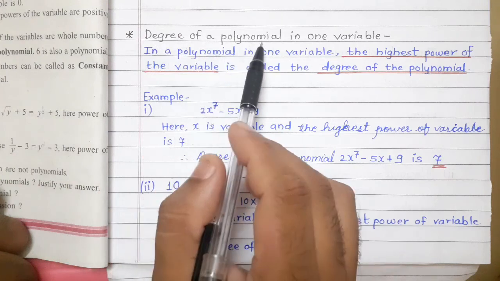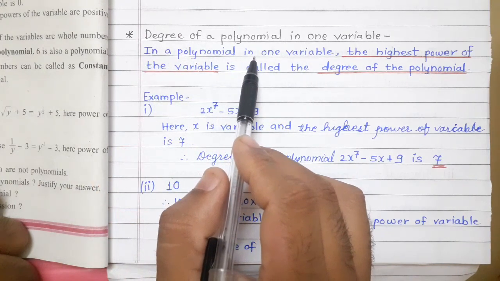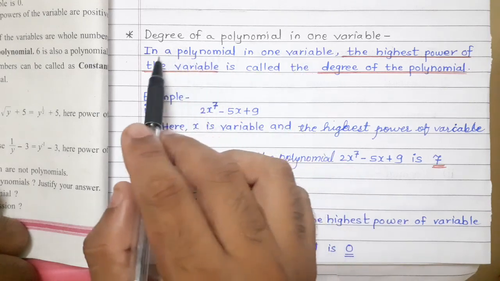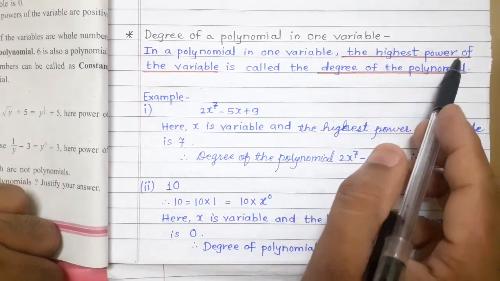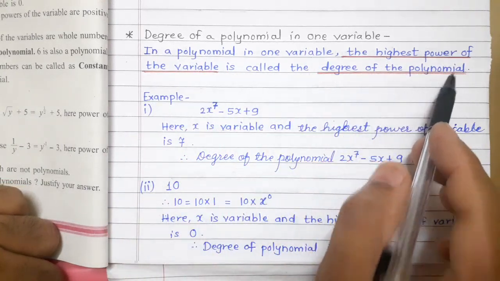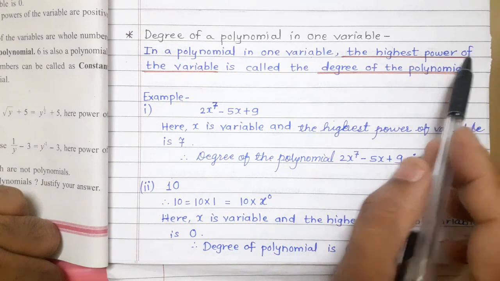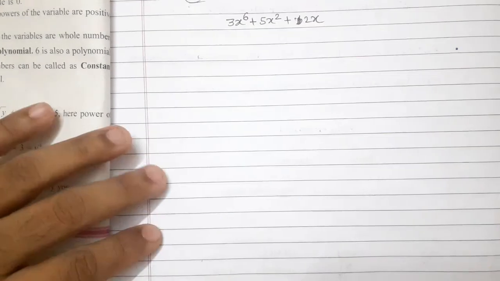See, what is the degree of a polynomial in one variable? Suppose we have a polynomial in one variable, the highest power of the variable is called the degree of the polynomial. The highest power of the variable is called the degree of the polynomial.